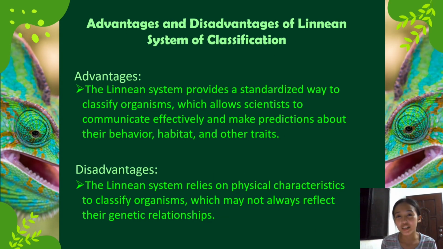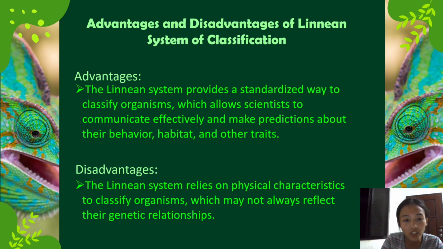Advantages and disadvantages of linear system of classification. Advantages. The linear system provides a standardized way to classify organisms, which allows scientists to communicate effectively and make predictions about their behavior, habitat, and other traits. The linear system is important because it leads us to the use of binomial nomenclature to identify each species. Once the system was adopted, scientists could communicate without the use of misleading common names. A human being became a member of Homo sapiens, no matter what language a person spoke.